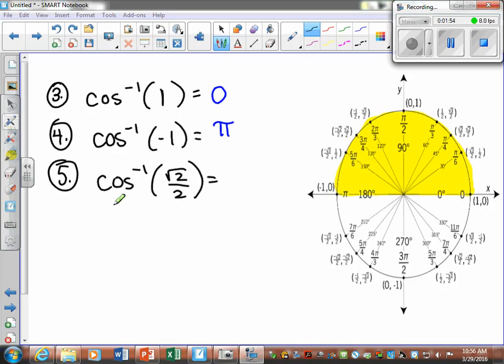Okay. What angle do you take the cosine of to get square root of 2 over 2? The x value of square root of 2 over 2. What do you get? Right here, which would be pi over 4.